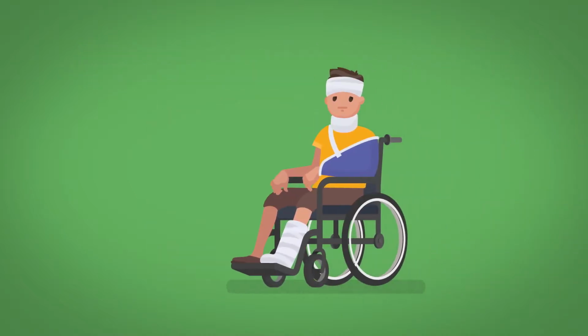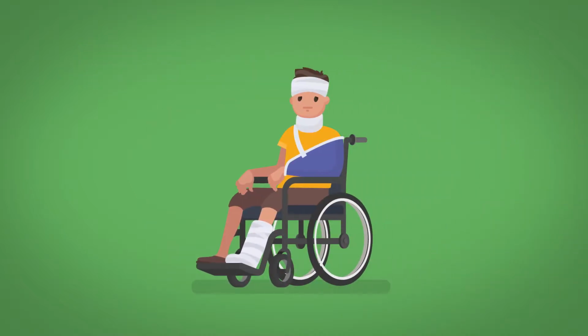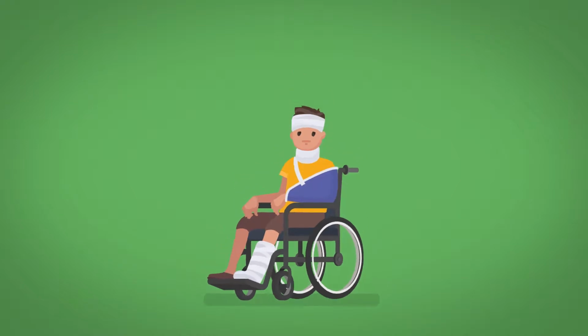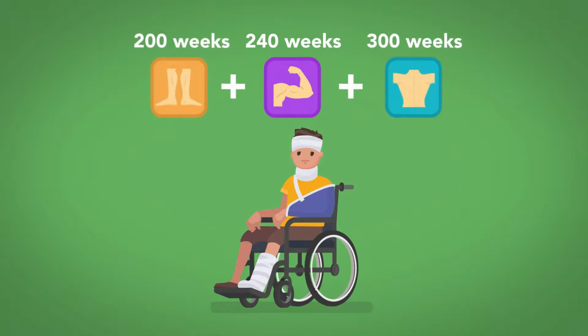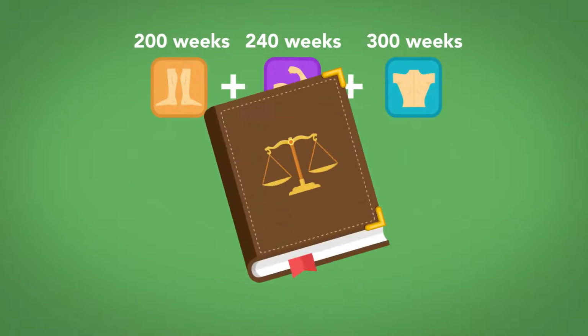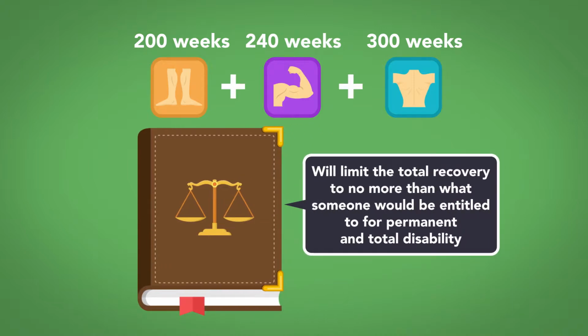If a worker suffers injuries to multiple scheduled members, then to calculate benefits, you would simply add together the benefits that he is entitled to with respect to the injuries to one body part and the benefits to which he is entitled with respect to injuries to the other body parts. However, state law will limit the total recovery to no more than what someone would be entitled to for permanent and total disability.